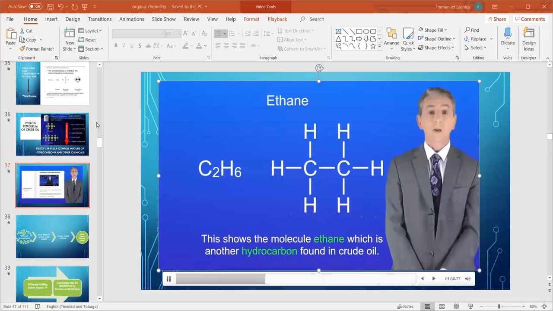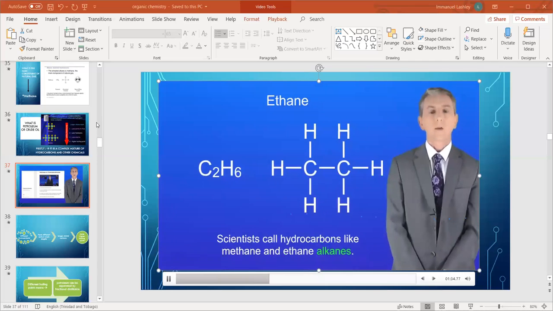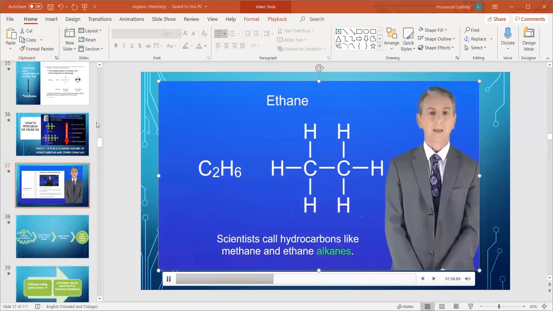This shows the molecule ethane, which is another hydrocarbon found in crude oil. Scientists call hydrocarbons like methane and ethane alkanes. We're going to take a closer look at alkanes now. This can look a bit tricky, but please stick with it and you will get it.